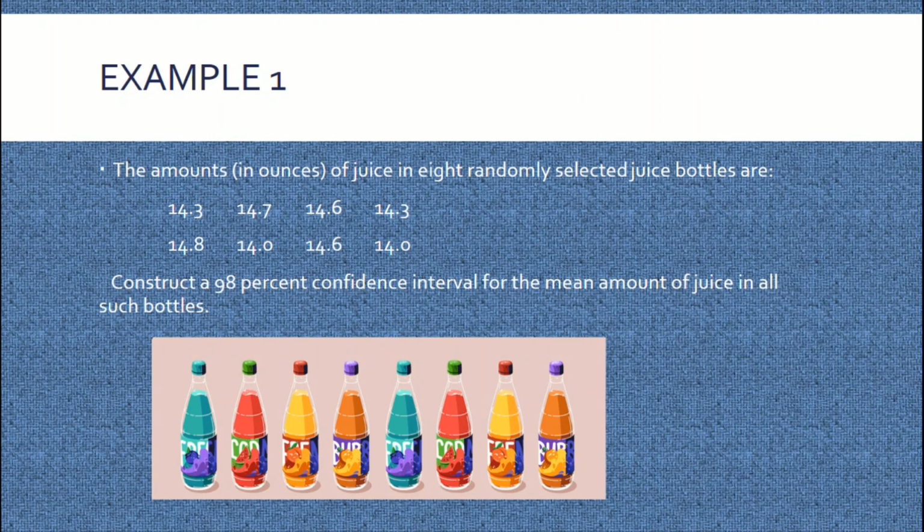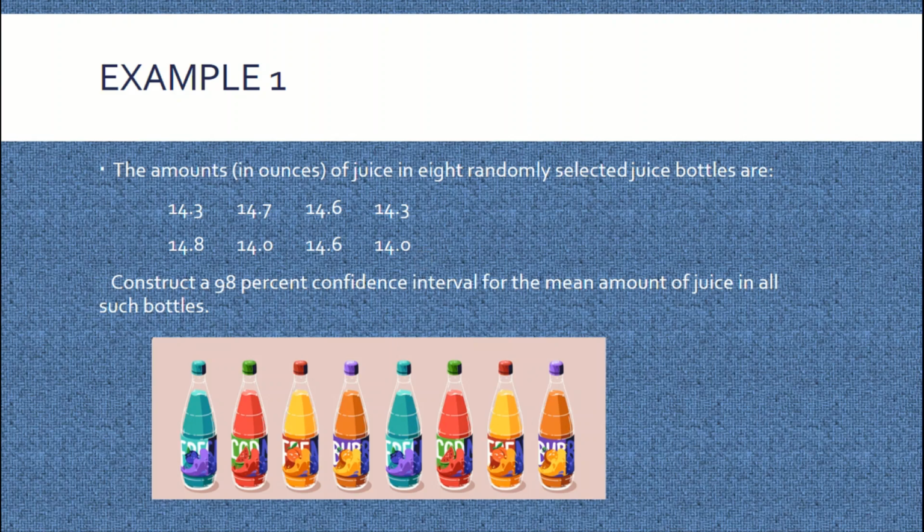In the event that you are interested in knowing how to construct a confidence interval, kindly check our videos on how to construct confidence intervals. The data in this case is the values from 14.3 all the way to 14.0, which are organized in rows and columns. And this is the data in our problem.